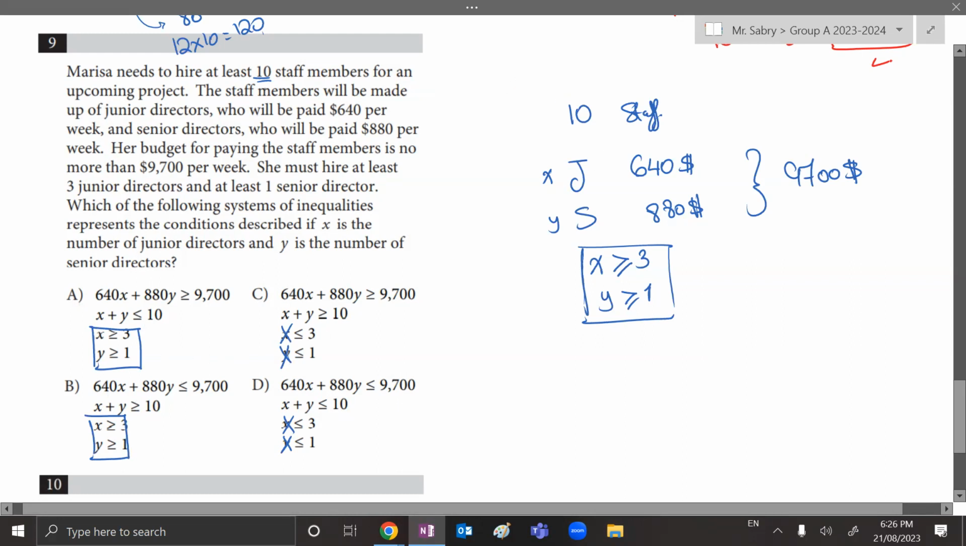We now need to figure out what are the other 2 inequalities. If the total is at least 10 staff members, at least 10 staff members. So the X and the Y together, اللي هم ال seniors and the juniors together, should be bigger than or equals to 10 because it's at least 10, which then gives me the second option as the correct one. And definitely this one is incorrect. Does that make sense?